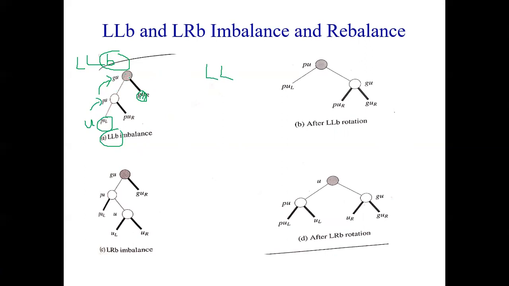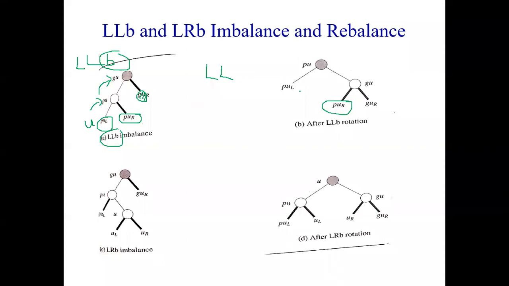When you perform right rotation on the grandparent, what will happen? PU, the parent, will become the root of the tree, and grandparent will become the right child of PU. And PU's right child, whatever PU's right child, that will become the left child of grandparent GU. Okay, so I think it's clear. PU becomes the parent, so GU goes down. Previously, whatever the right subtree of PU, that will now become the left subtree of GU.